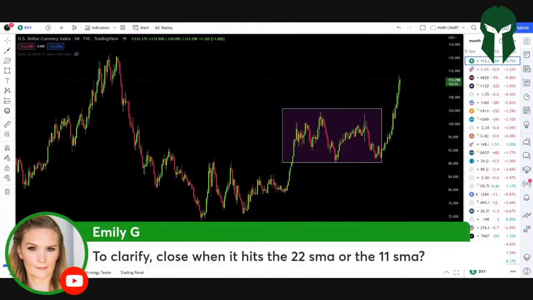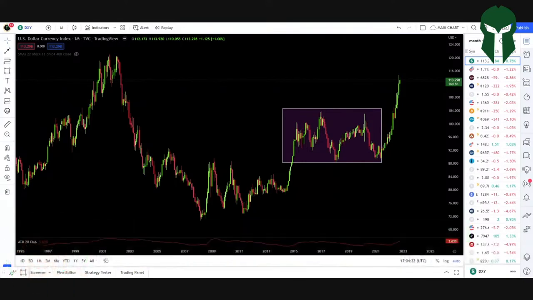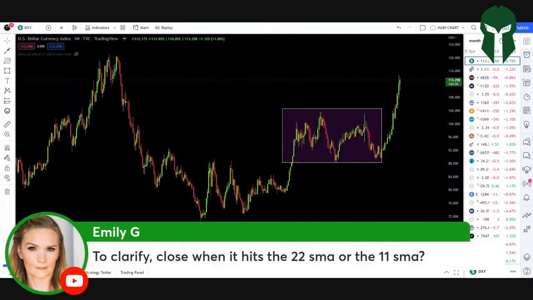Yeah, exactly. You want it to be like a cruise ship. You start like you're a speedboat, and it ends with a 400-foot yacht. Exactly. Sure. When it hits the 11 SMA.